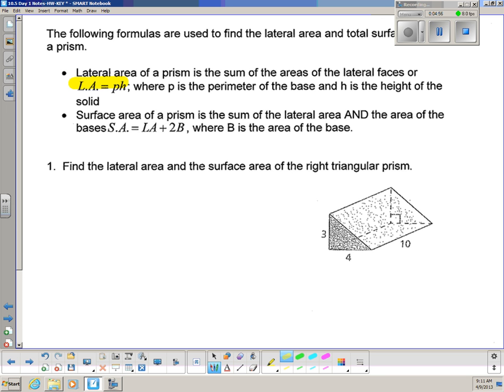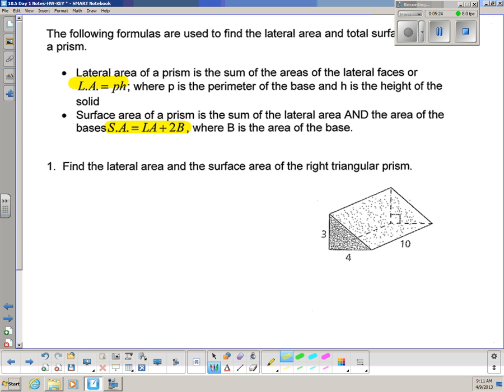In other words, if you find the perimeter of the base and you multiply it by the height of the solid, that's what's going to give you the lateral area. And we'll show you that in a second so it makes more sense. The surface area of the prism is going to be the sum of the lateral area and the area of the bases. So surface area is going to be whatever the lateral area is, plus the area of each base. That's why it's 2b, where b is the area of the base.